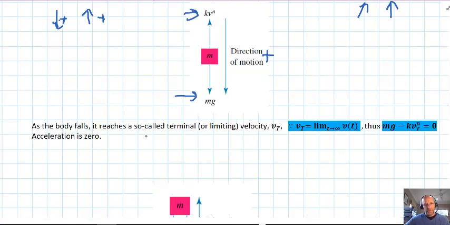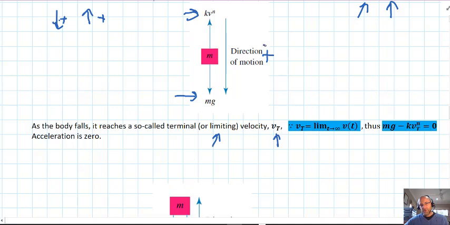So as the body falls, it reaches this so-called terminal velocity. Some people consider it a limiting velocity, which makes sense. Let's call that v sub t, and v sub t is the limit as t approaches infinity of v of t. So it's for some velocity depending on time, it's when t tends towards very, very large values, I guess is one way of putting it, and it will have its ultimate effect there. So we use the concept of the limit to treat it in a rigorous fashion, and this terminal velocity is used for downwards motion.